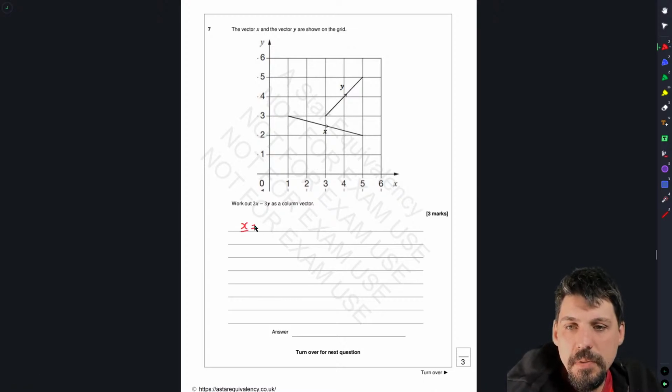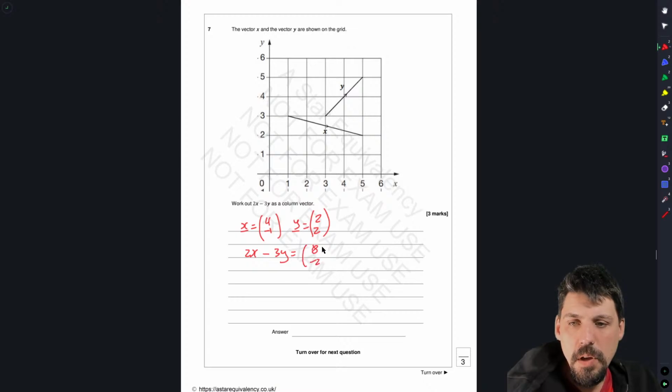What's vector x? Vector x is, we're going along by 4, down by 1. Vector y is along by 2, up by 2. So 2x minus 3y is 8 minus 2 minus 6, 6, which is 2 minus 8.